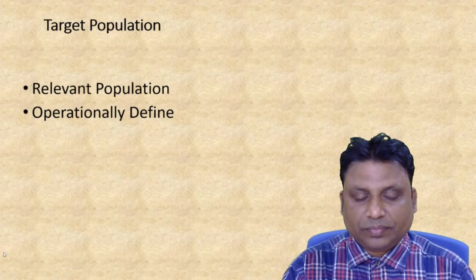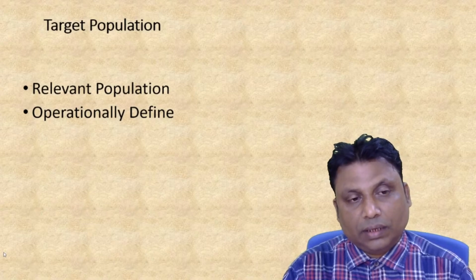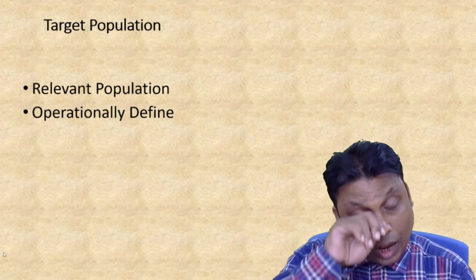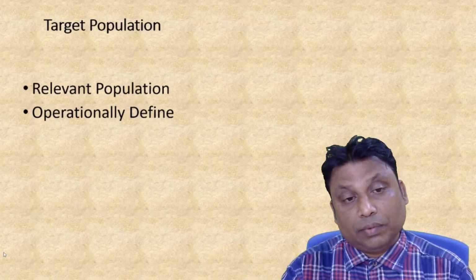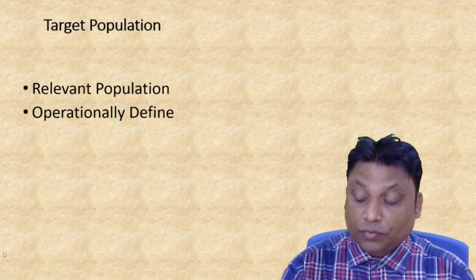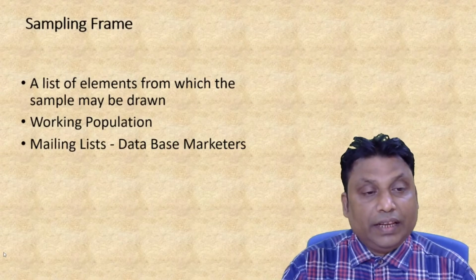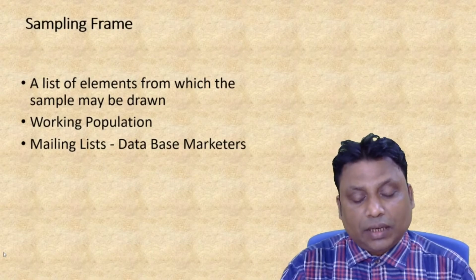Suppose we are collecting the sample from the students, from the faculty, and from the director or principal. Now, how can you collect the data from the students, from the faculty members, and from the director, principal, or head of the institution? For that, we need the sampling frame: a list of elements from which the sample may be drawn, working population, or manually a database, market trends.